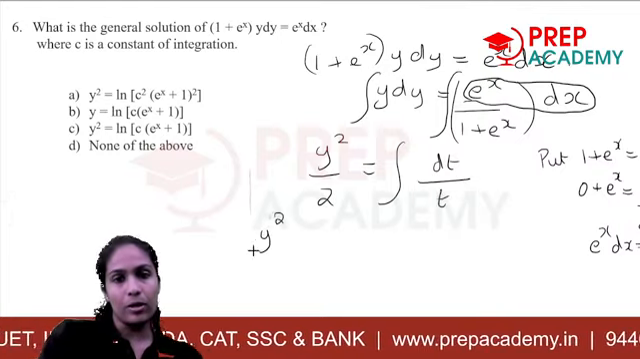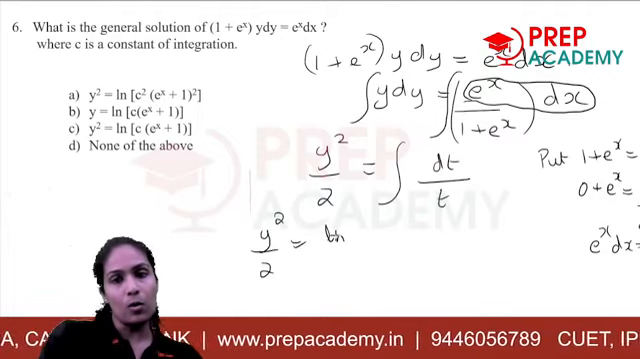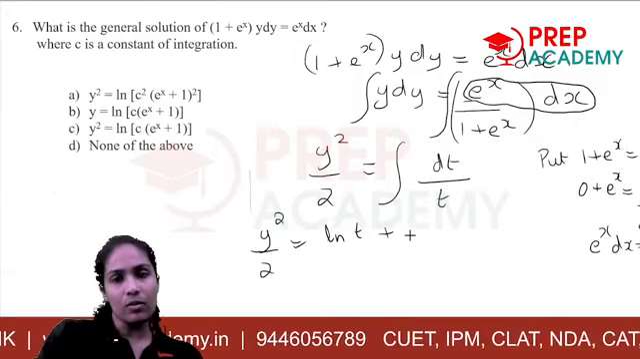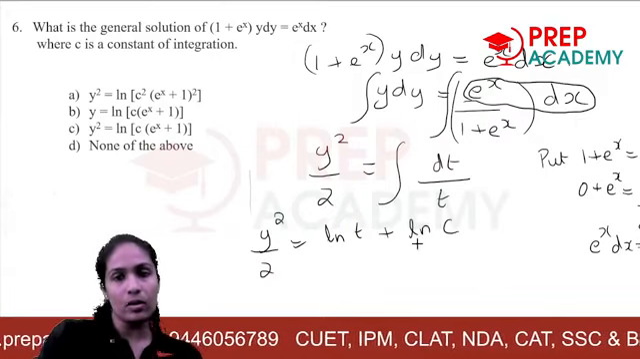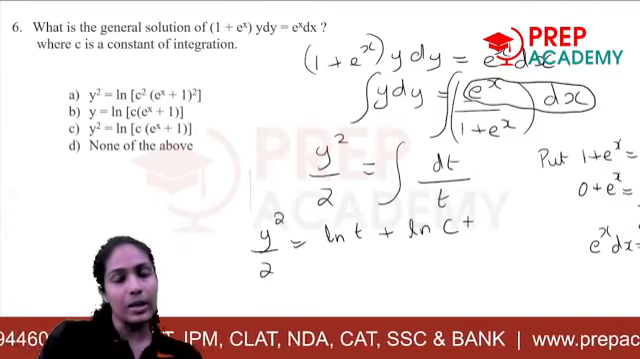So y square by 2 is equal to the integral of dt by t, which is log t plus c, constant. For the constant, here I am using log c. Log c is also a constant. So you can place log c in place of c.